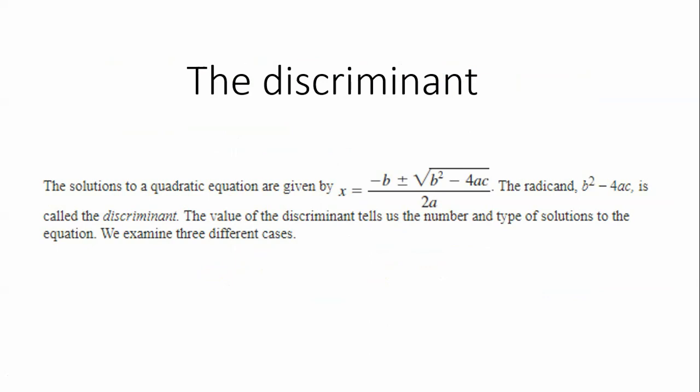So we can look at the quadratic equation in its general form, ax squared plus bx plus c. And remember, we had the quadratic formula, x is equal to -b plus or minus the square root of b squared minus 4ac, all over 2a. This thing up under the radical, b squared minus 4ac, is called the discriminant, and it basically tells us what kind of solution we're going to have. It's going to tell us the number of solutions, whether we have one solution or two solutions. And then it's going to tell us if they're real or complex. So we're going to examine 3 different cases here.